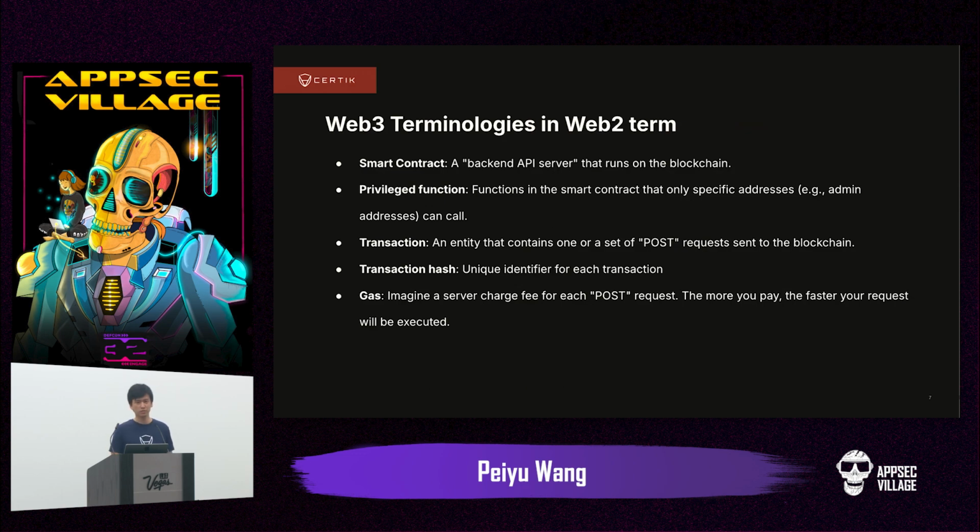Throughout this presentation, I will be talking about a lot of Web3 terminology, so I want to start by explaining it in Web2 terms. First, smart contract: you can think of it as a backend API server. Then privileged functions. Inside smart contracts, there are a lot of functions, and some functions can only be called by, say, an admin or owner address. Those functions typically perform actions and operations in the smart contract.